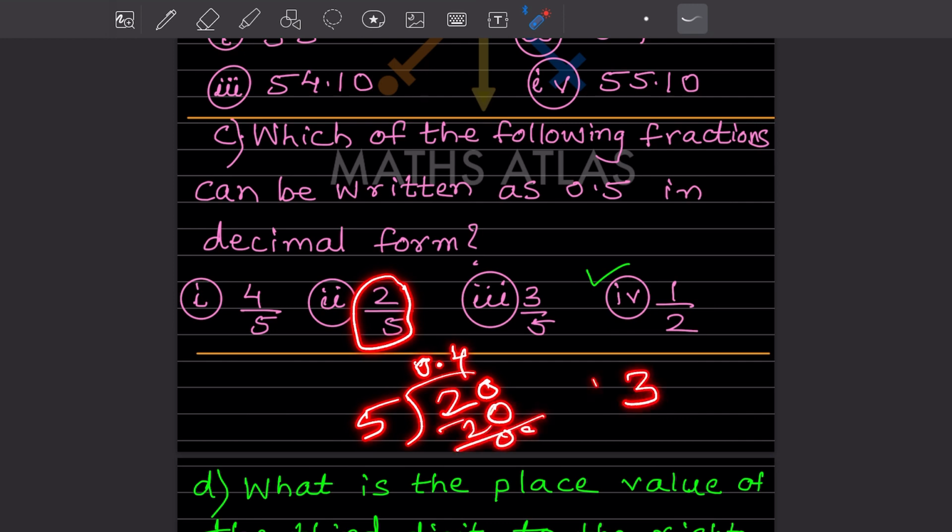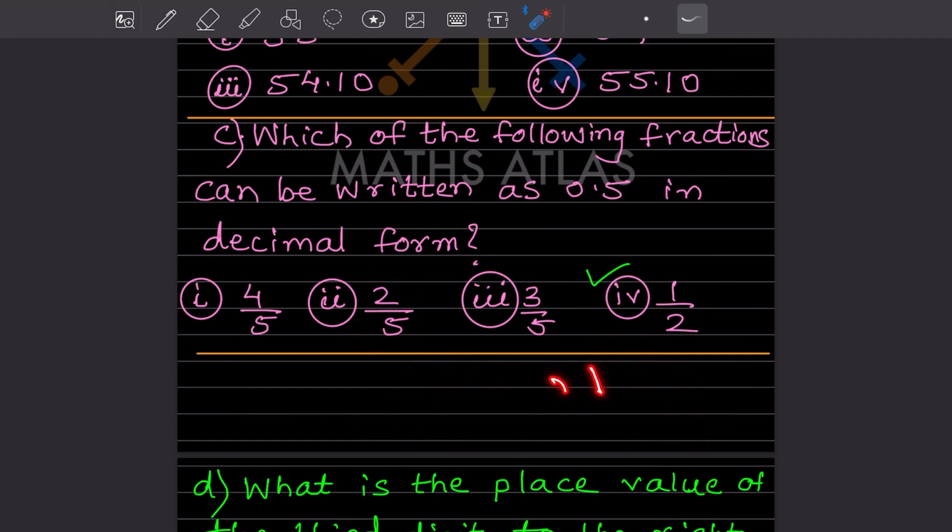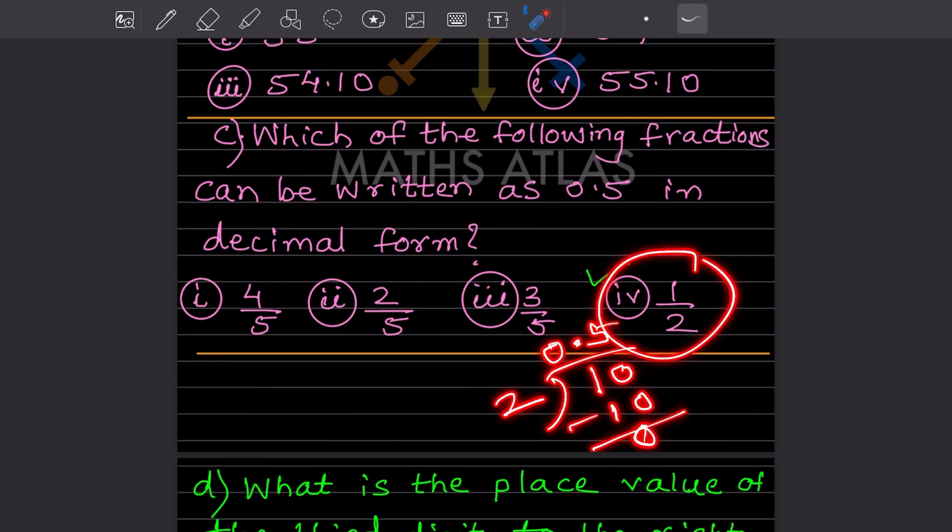3 divided by 5. You put here 0, so you write 5 sixes are 30. So this also is not possible, it is 0.6. Now we will look at 1 by 2. 1 divided by 2. You put here 0, 2 fives are 10. So this is the correct option.